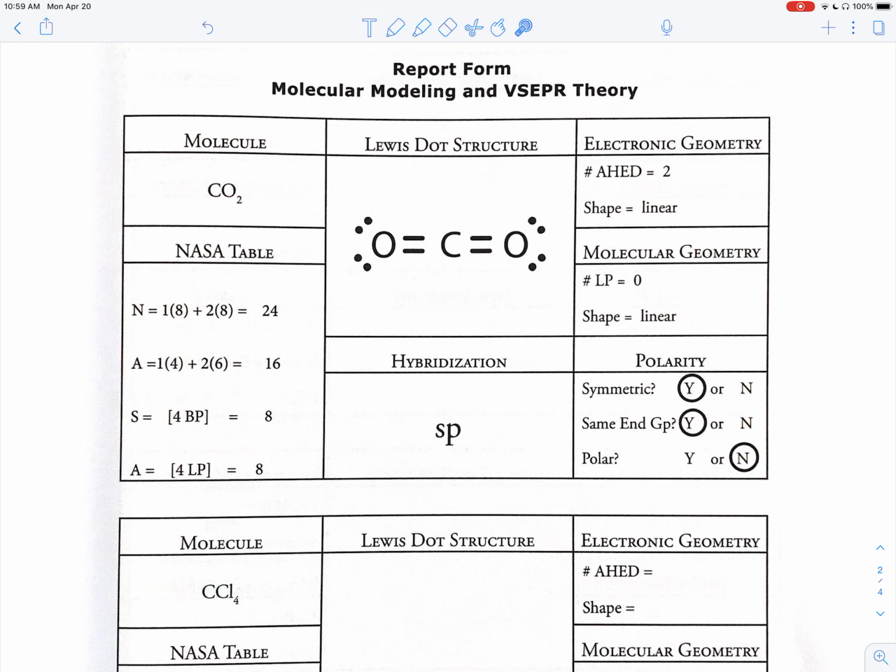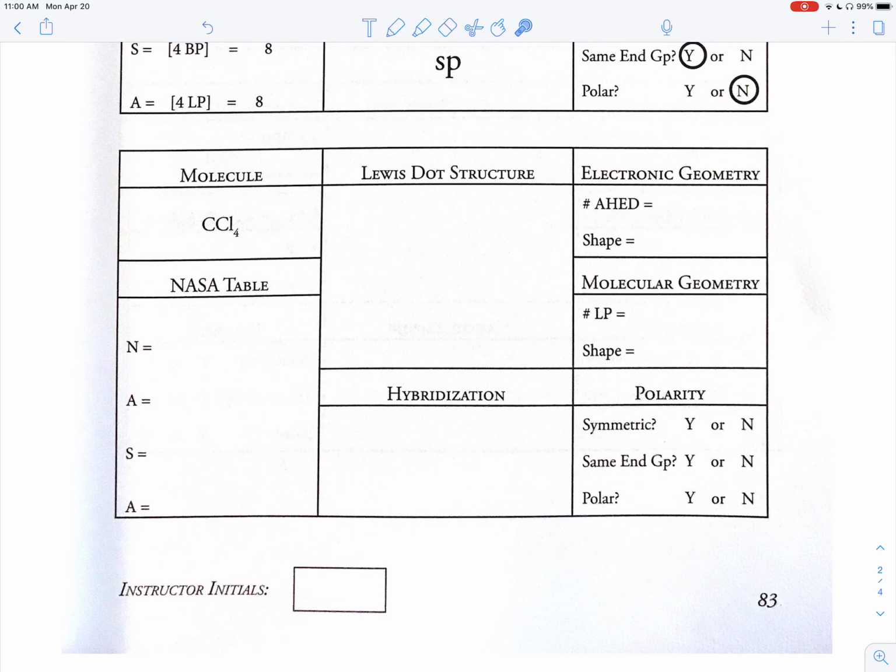End groups means the same atoms at the ends of bonds. If you have different atoms bonded to a center atom, even though they're single bonds, those atoms are most likely going to have different electronegativities. Therefore, the molecule would be polar. So if you answer yes to both of these questions, then the molecule will be nonpolar. However, if you answer no to any one of them, that molecule is polar. This is one easy way to look at the structure itself and determine whether or not it's polar. So let's go through this practice for carbon tetrachloride, and we'll show you how this works out.